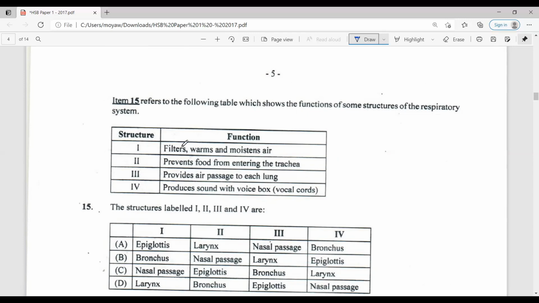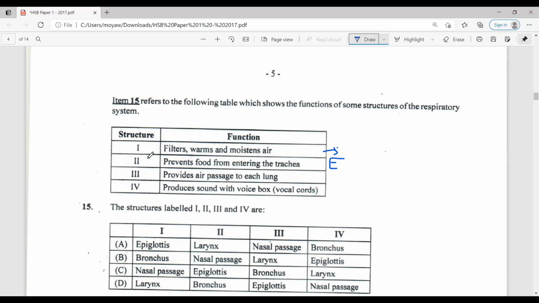So now, filters and moistens warm air. The only thing that's going to filter and moisten the warm air has to be the nasal passage, the nose, the nostrils. So the nasal passage will do that. So now we know that that is the nasal passage. Prevents food from entering the trachea. That's going to be the epiglottis, because it's the little flap that is found at the top of the trachea, so it's going to prevent the food from going down into the trachea.